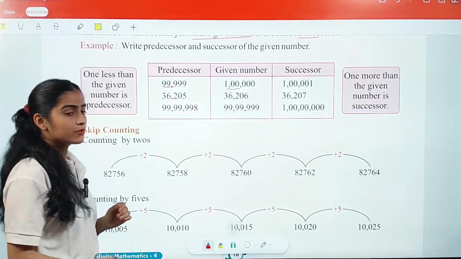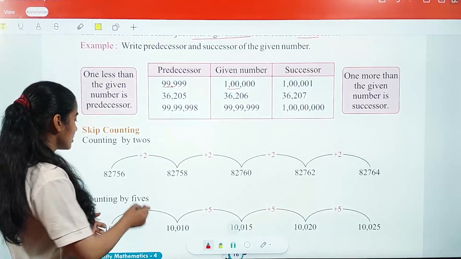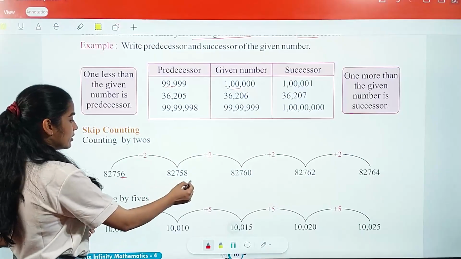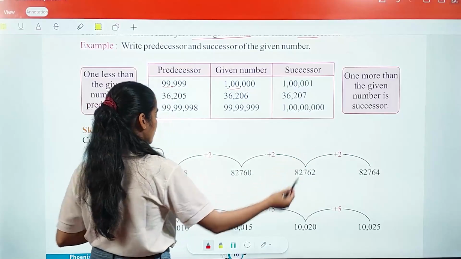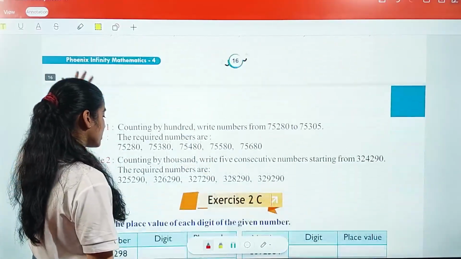Now we have skip counting, which we already learnt in our smaller classes. So here we have 6 and 8. Two numbers are skipped. So after 8 we have 60, then 62, then 64. So simply we can do this as well.